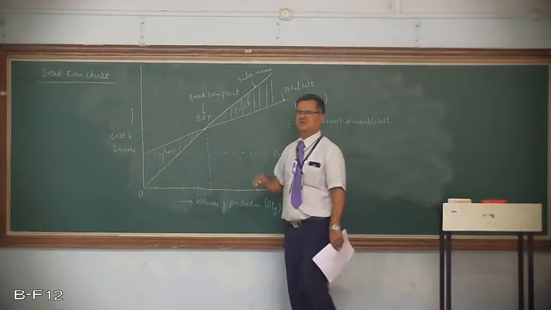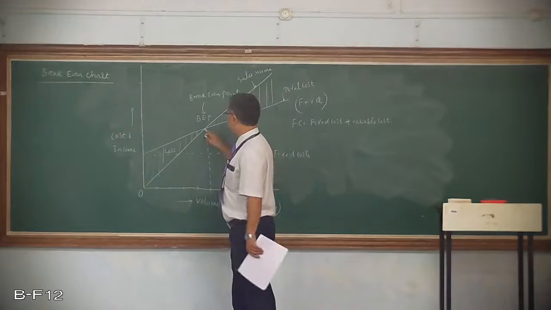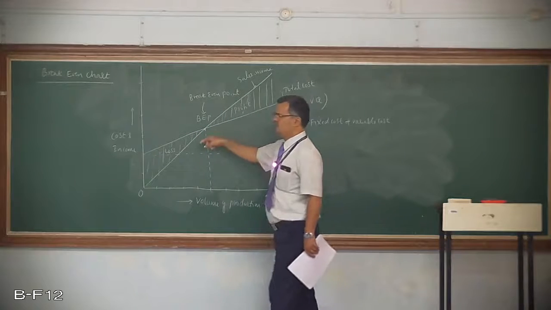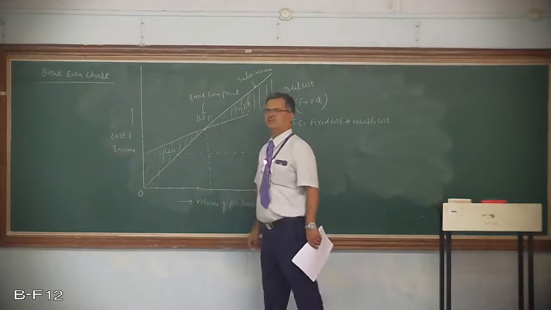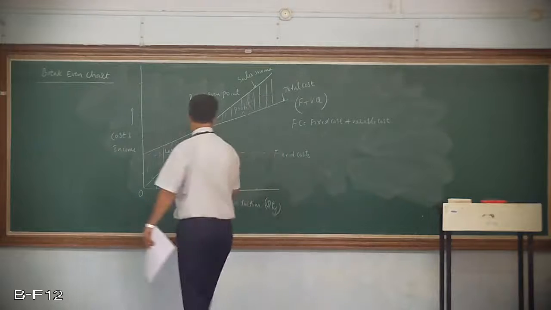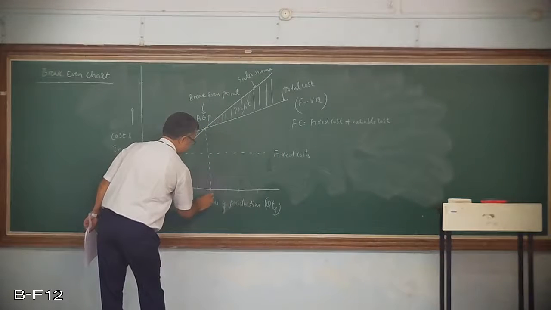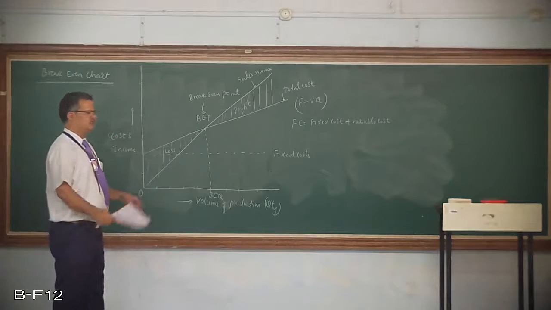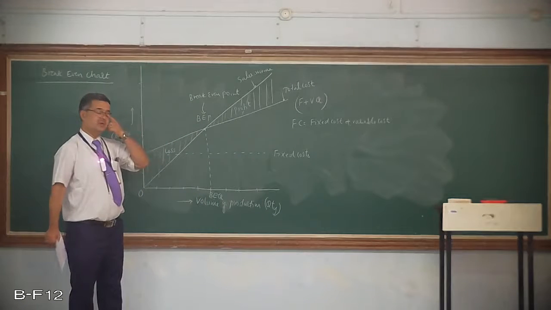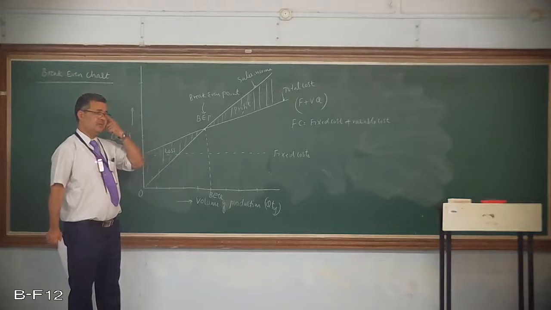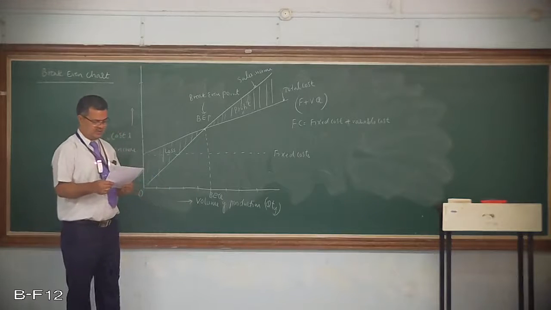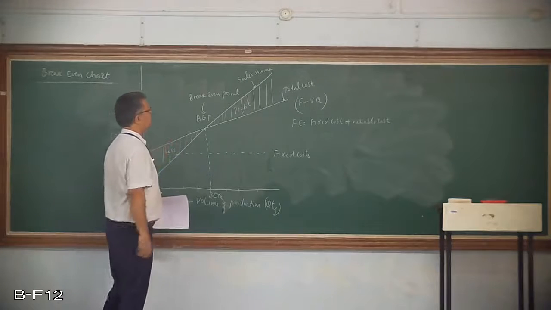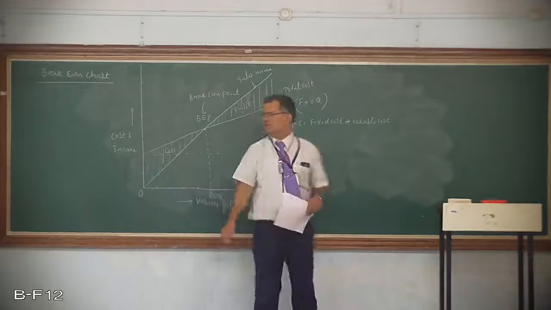Understood now how much the company has to manufacture. Below this break-even point it incurs loss, and above this point it incurs profit. So this quantity is called the break-even quantity, the optimum quantity indicating the break-even point. Any quantity corresponding to the break-even point is called the break-even quantity, BEQ. So this is the break-even chart.